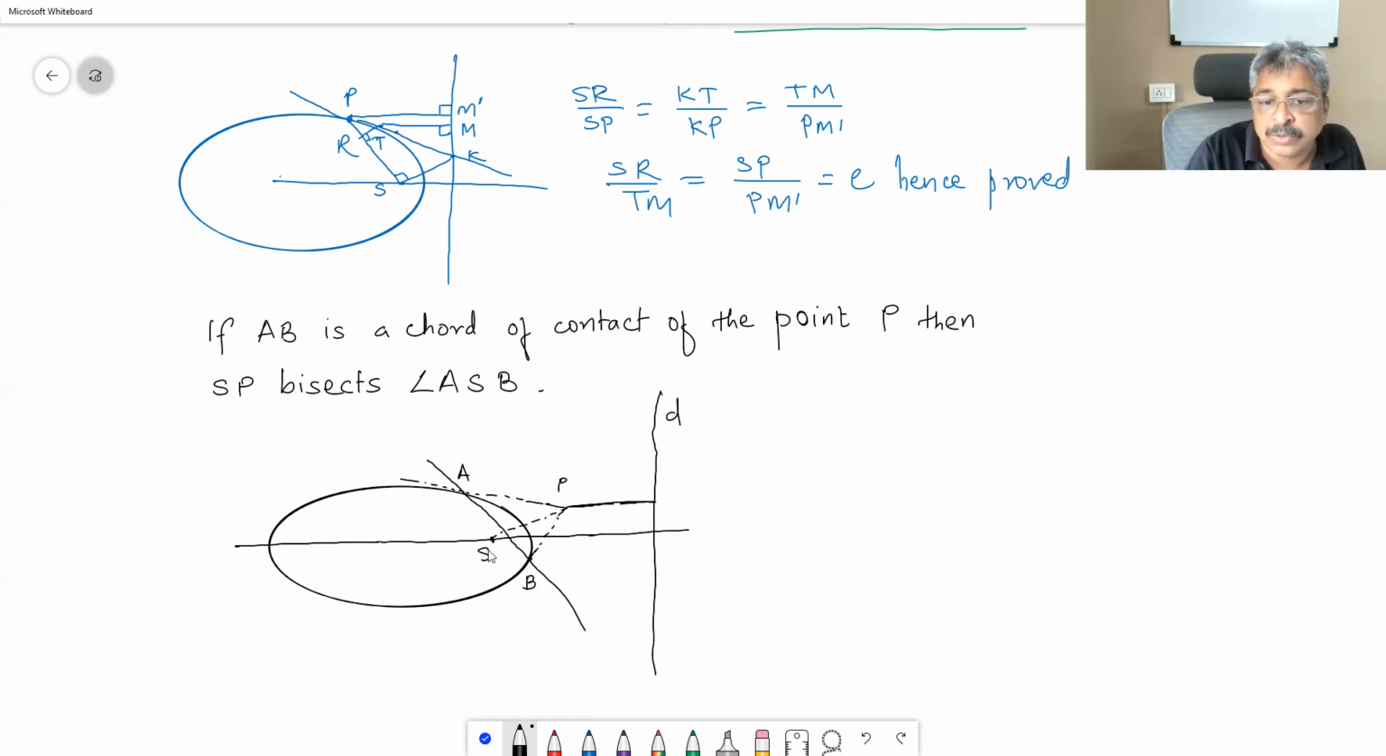Now what are we supposed to do? PS is going to bisect ASB. The angle ASB is bisected by PS. Prove this.